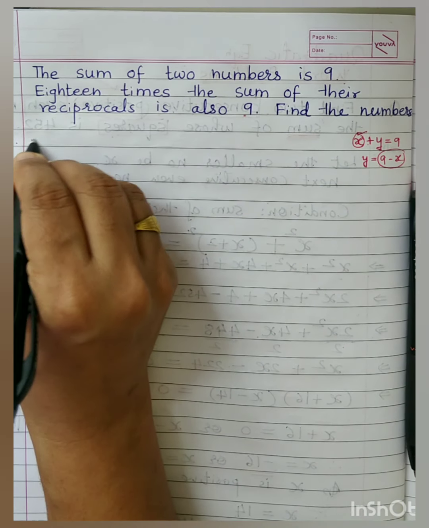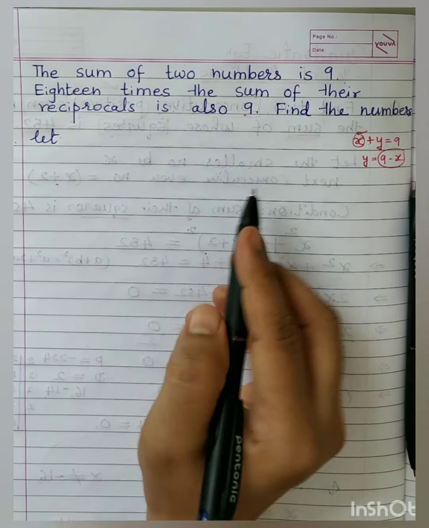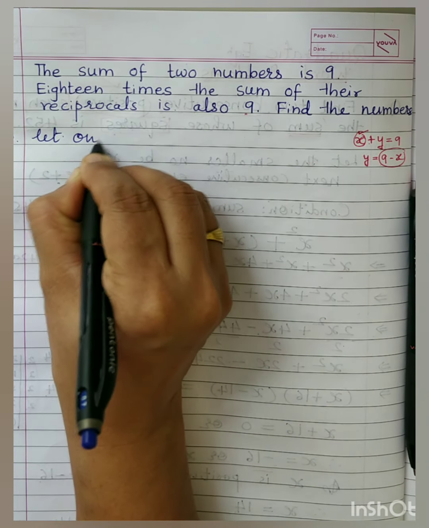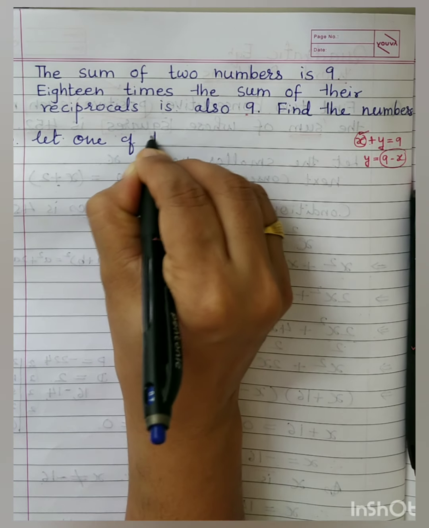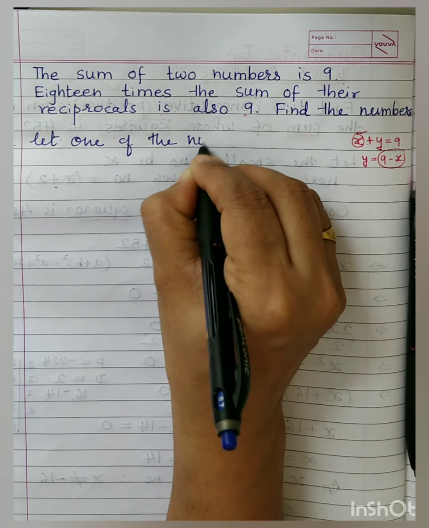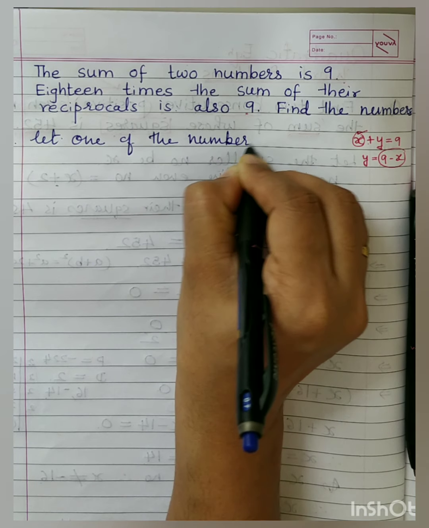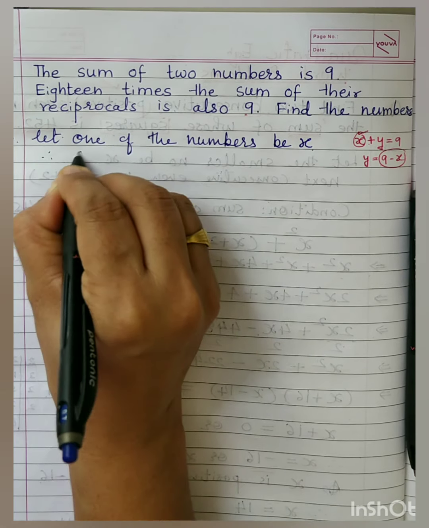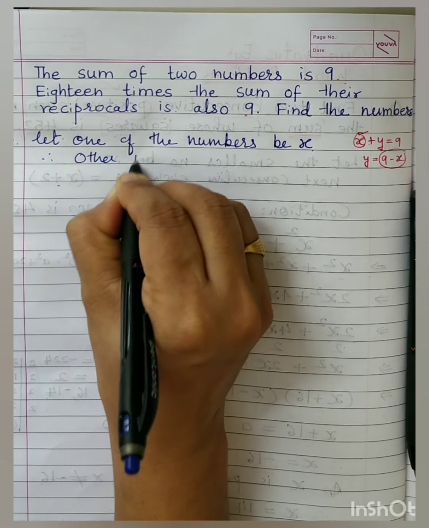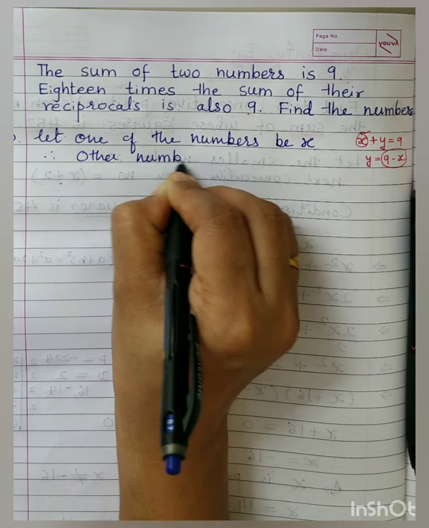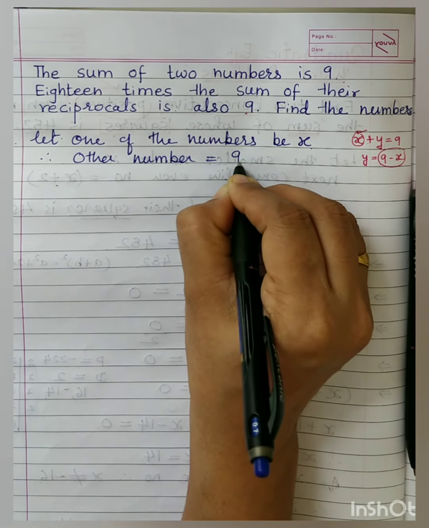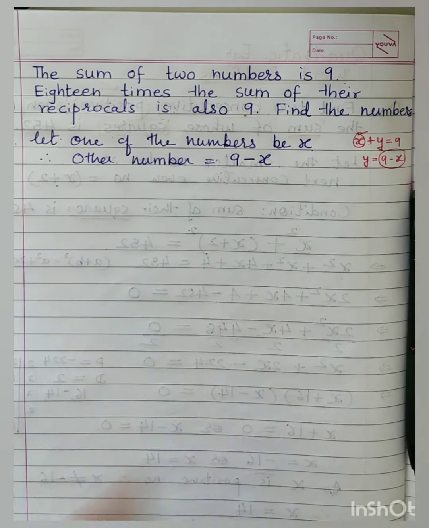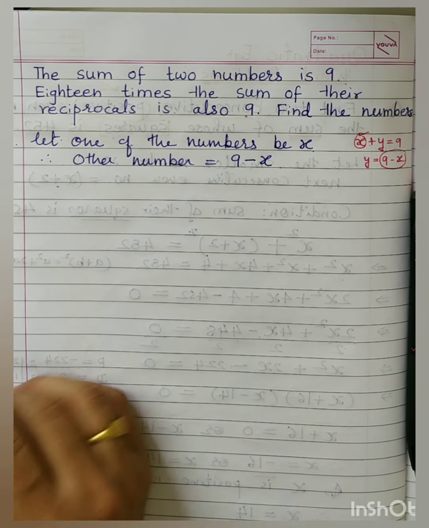So here I will assume, let one of the numbers be x. Now I cannot assume here which number is greater and which is smaller. So what will be the other number? The other number will be the sum minus the first number, 9 minus x. I think this part is absolutely clear to you all.